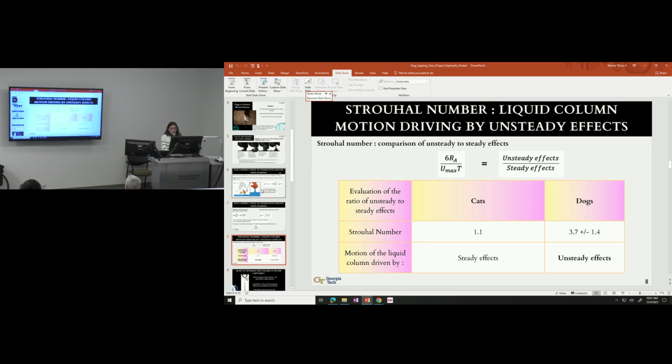What we can see, like with previous studies, is that the Strouhal number is equal to 1.1 for cats, and here the Strouhal number was equal to 3.7 for dogs. That means that dogs are lapping with unsteady effects.